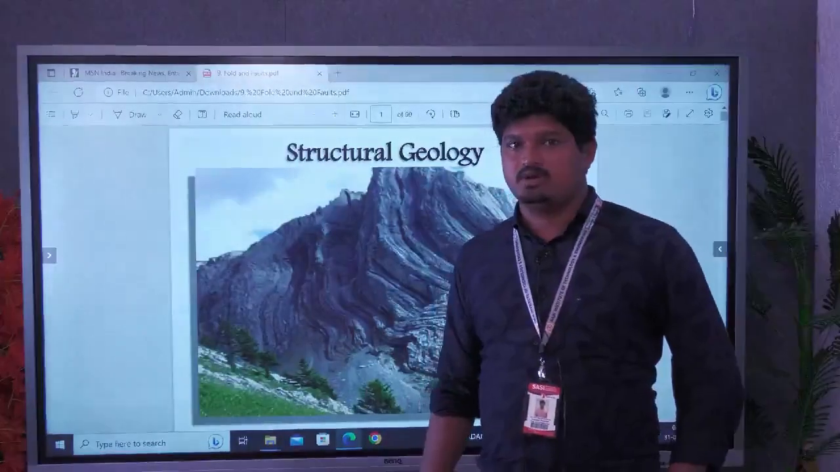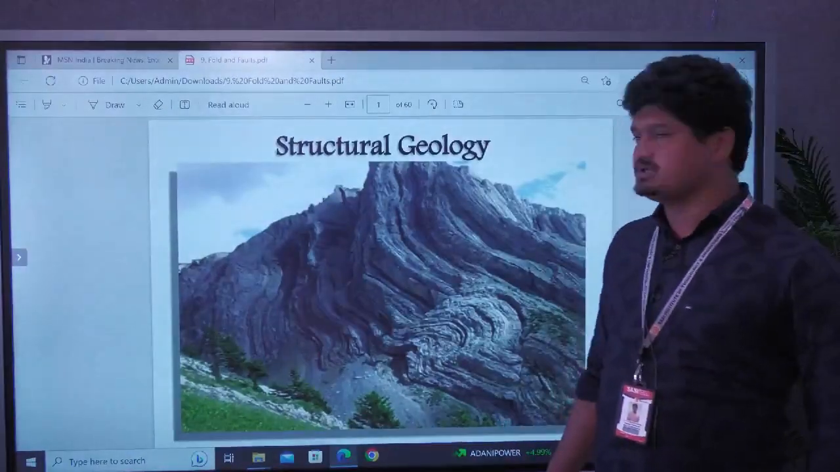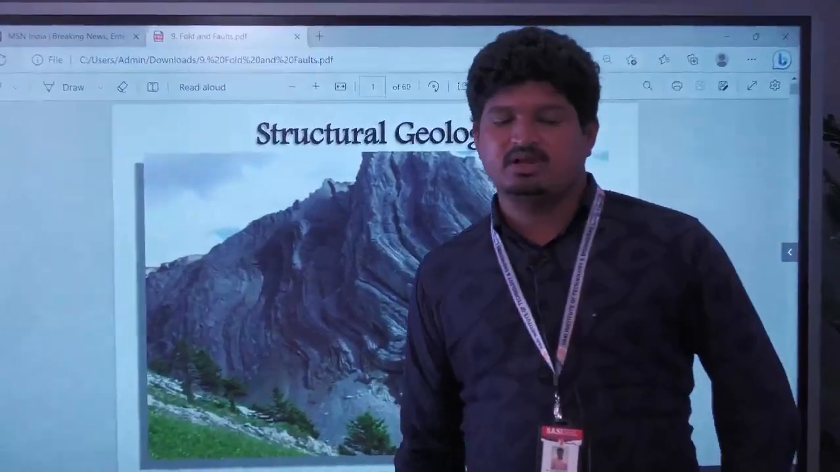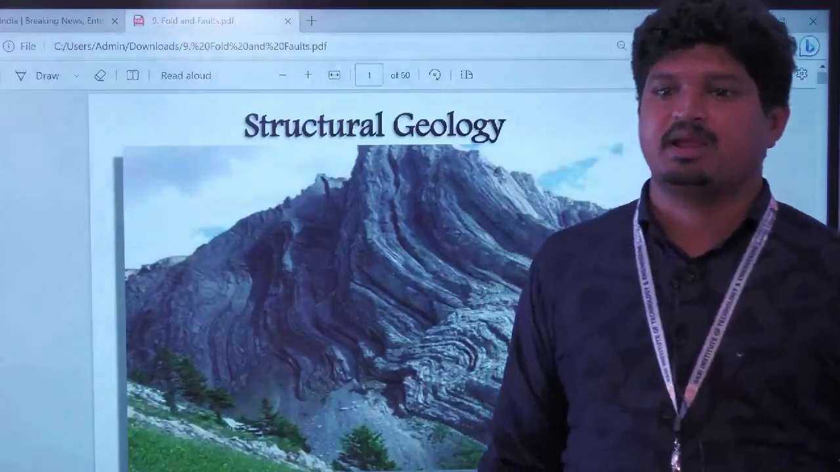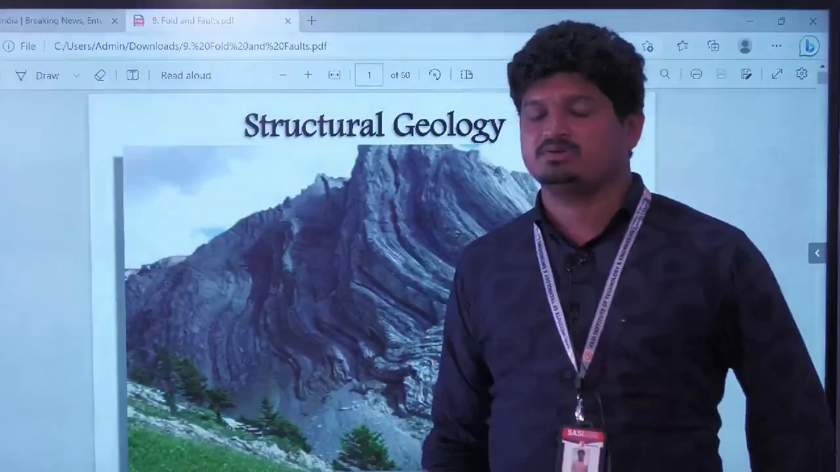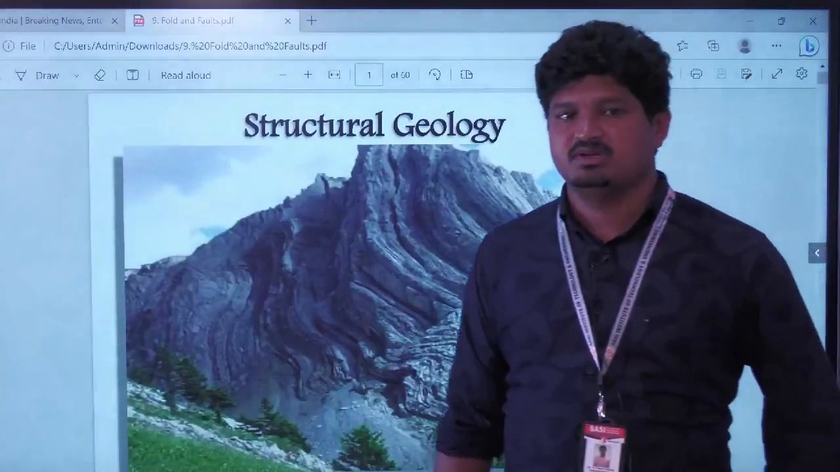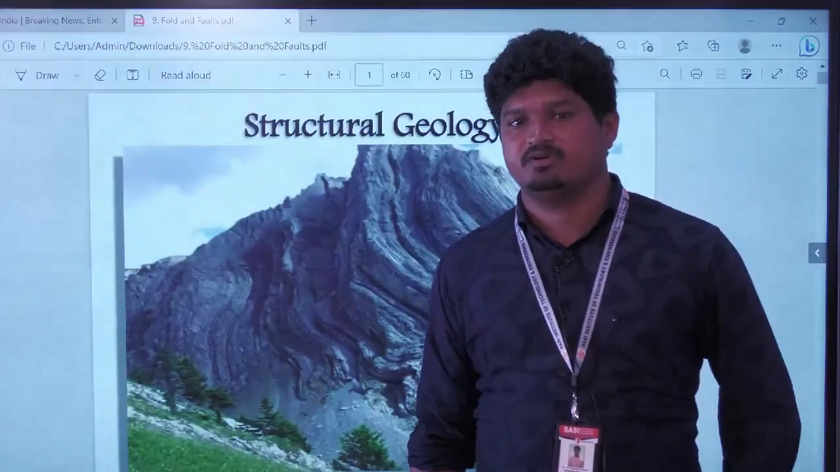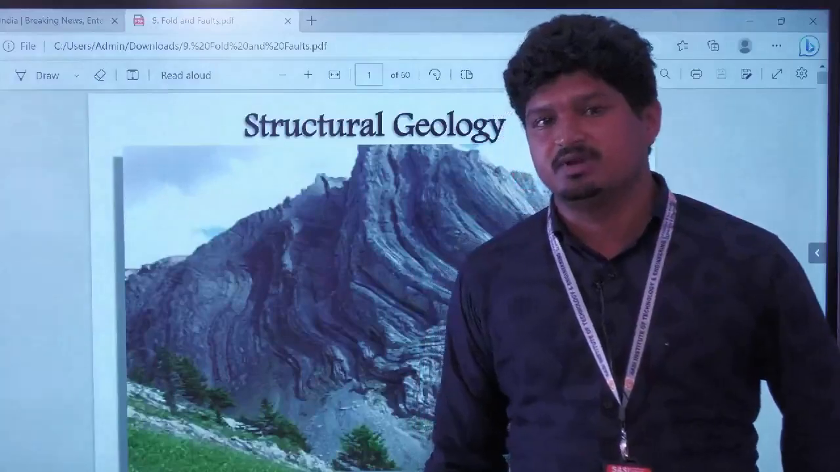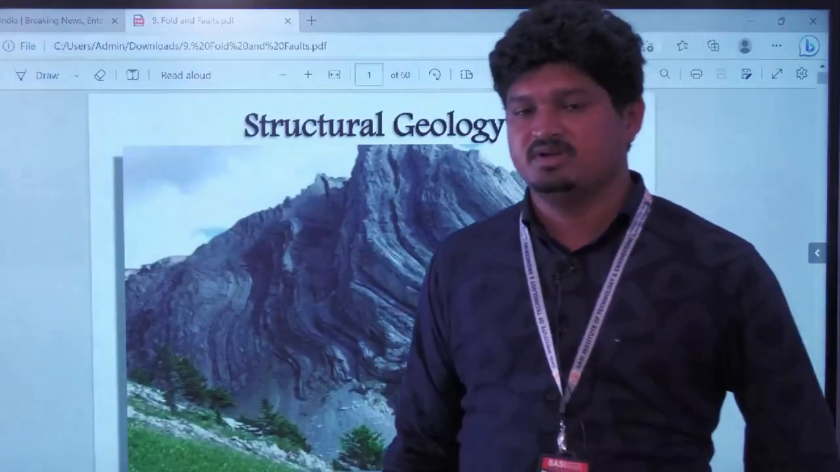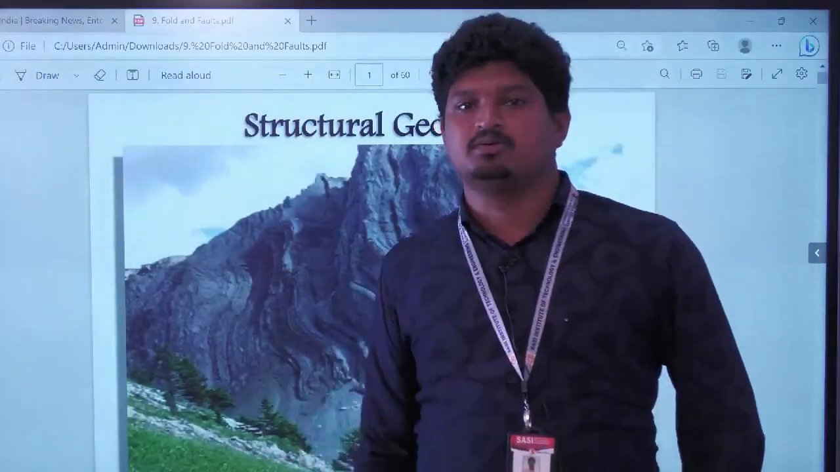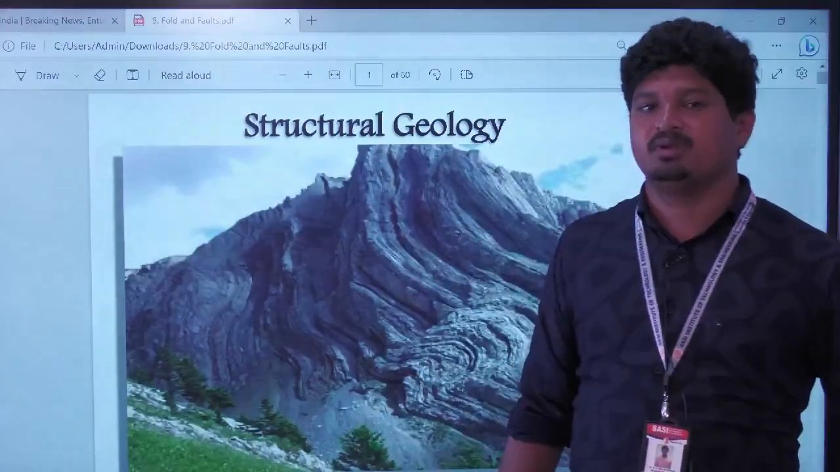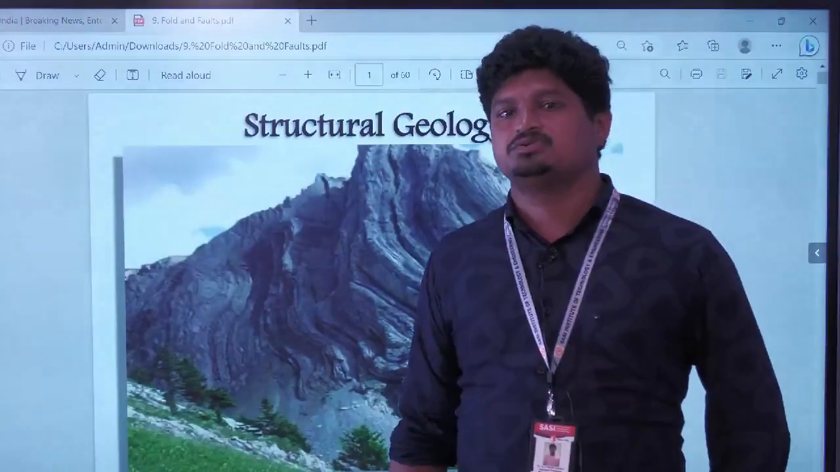Today we are going to learn structural geology. In the earlier class, we learned about the primary structures, those in igneous rock, sedimentary rock, and metamorphic rock. Those structures are called primary structures. In this session, we will learn about secondary structures, namely folds, faults, and joints.